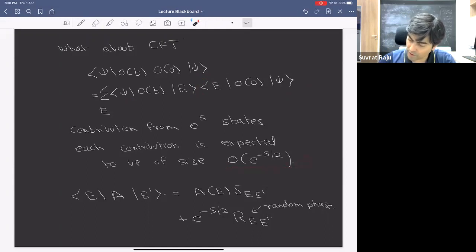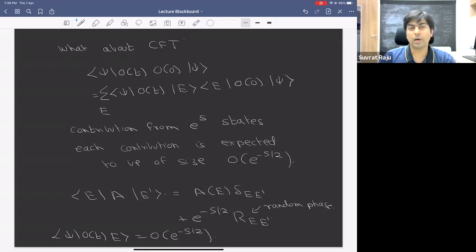And that's why, when you say each contribution, I mean you expect that this entire matrix element is of size e to the minus s by 2. Okay. So psi of t e is order e to the minus s by 2. Now you have two such matrix elements. So you get e to the minus s because you have this one and you have this one.